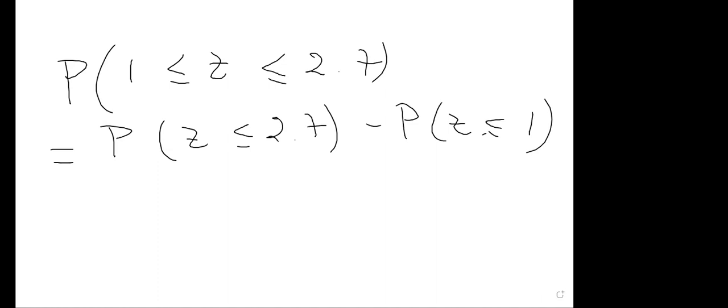Did you say the lower one is 1 and then? As you can see, Z is greater than 1 and less than 2.7. Okay, so the lower value is 1 and the upper value is 2.7. Yes. Okay. 0.155. Okay.